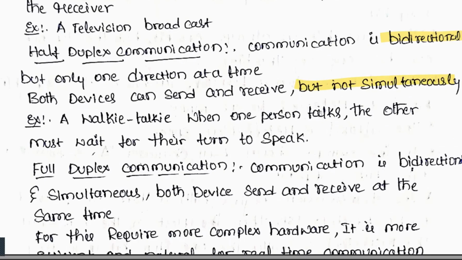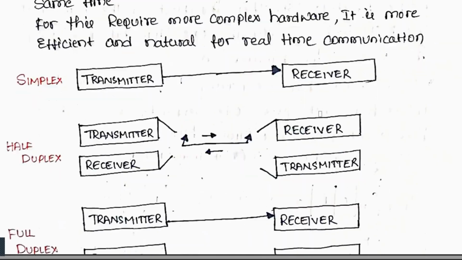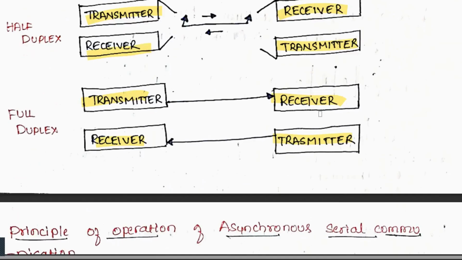An example is the walkie-talkie. Then comes full duplex. This is also bidirectional and simultaneous. Both devices send and receive at the same time. You can observe here through the block diagram: transmitter and receiver. Here is half duplex, transmitter and receiver. Here, receiver and transmitter. These are not synchronous. Here, transmitter to receiver and from receiver to transmitter.